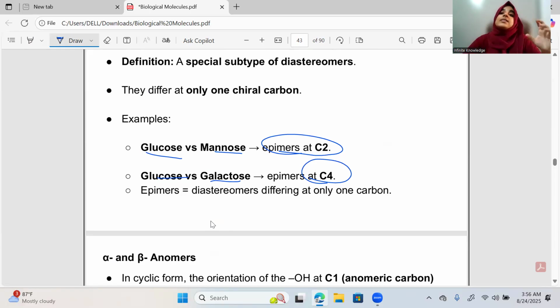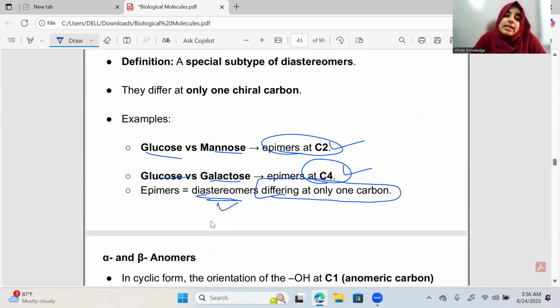If it is a mirror image of one another, then it is known as an enantiomer. So you need to remember all of the differences between the terminologies. These are very important. So glucose versus galactose, these are epimers at C4, and glucose versus mannose, since they also differ at only one carbon, these are epimers at C2. Epimers are basically the diastereomers which differ at only one carbon.